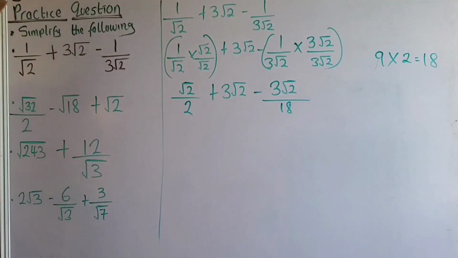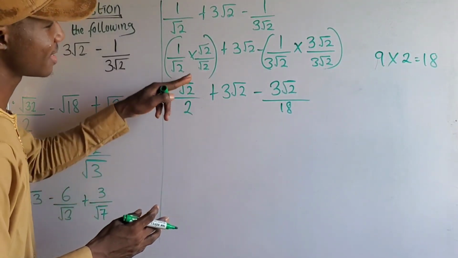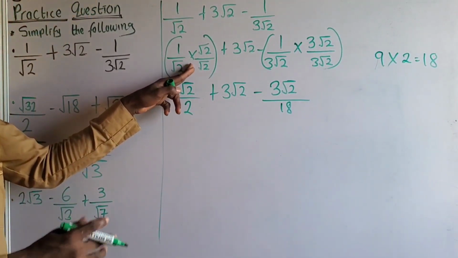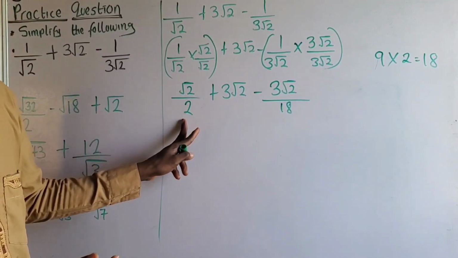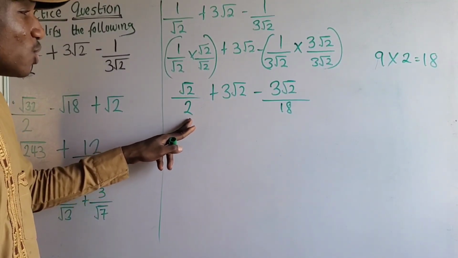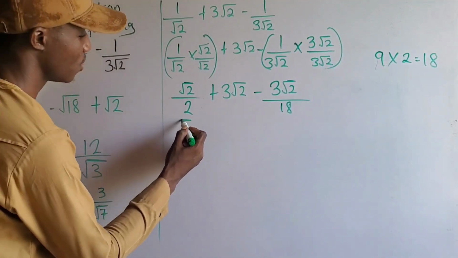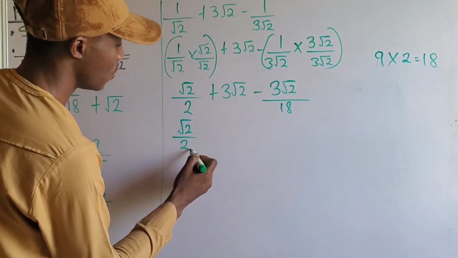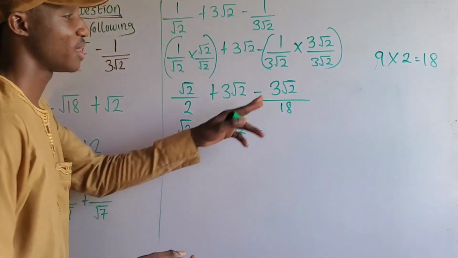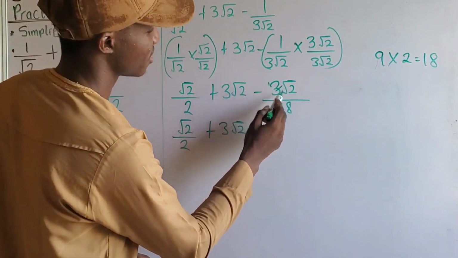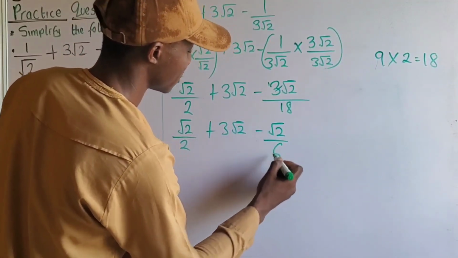Now, you can see that by rationalizing each individual fraction, I have a rational number at the denominator, this 2 and this 18. So for this, I'm going to have root 2 all over 2 plus 3 root 2 minus, now let us divide. 3 here 1, 3 in 18, that is 6, root 2 all over 6.